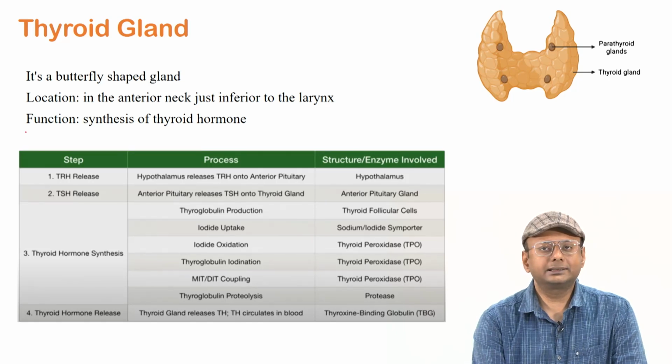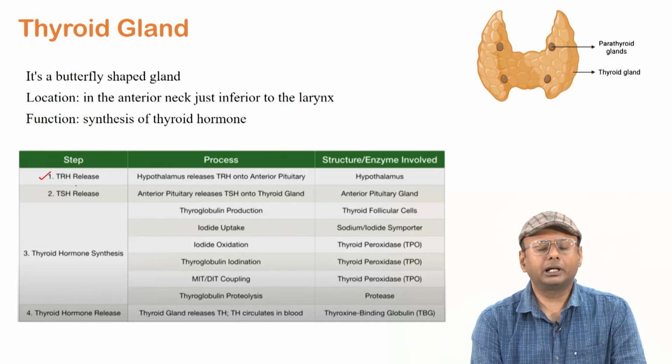In this table, you can see that in the first step, the hormone secreted from the hypothalamus is called thyroid releasing hormone. This TRH, or thyroid releasing hormone, eventually stimulates the anterior pituitary gland to secrete the thyroid stimulating hormone. Once the thyroid stimulating hormone is secreted by the anterior pituitary, it comes into our blood circulation, and eventually it goes to the thyroid gland.